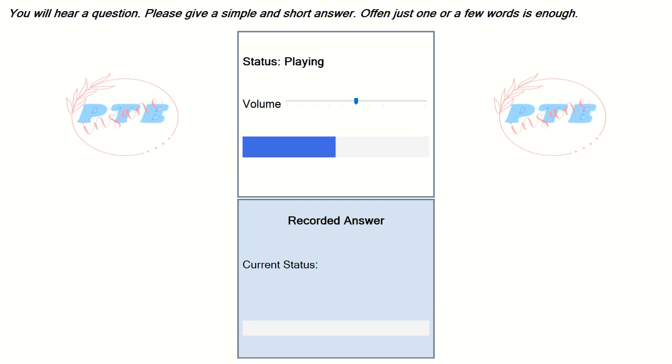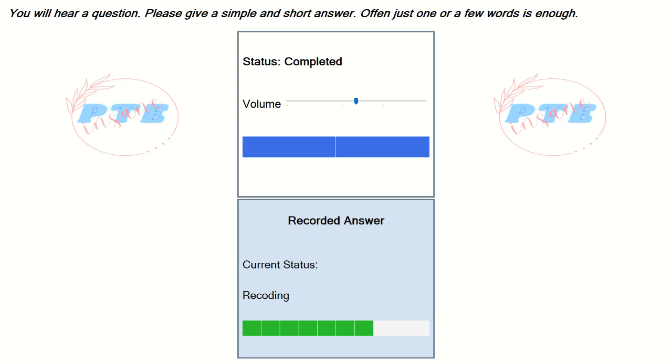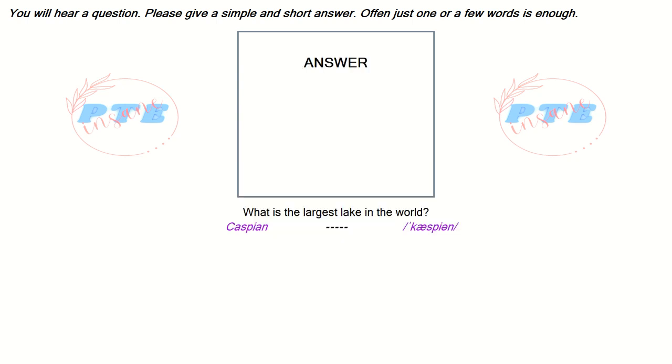What is the largest lake in the world? Caspian.